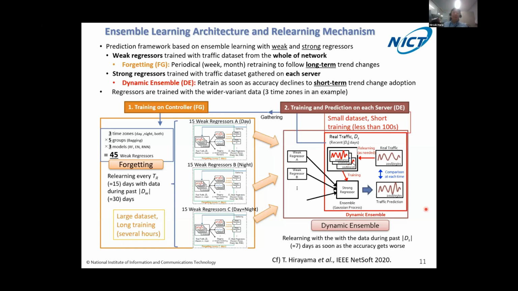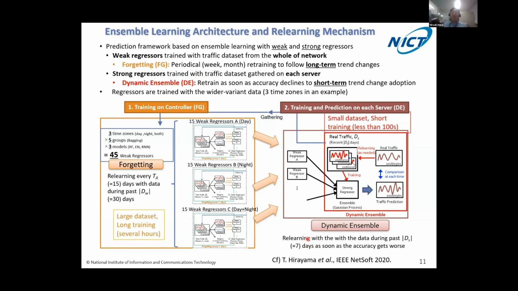We propose a two-stage relearning mechanism for weak and strong regressors. They are called forgetting and dynamic ensemble, respectively. In the forgetting process, the weak regressors are periodically retrained with the data gathered during the past few weeks or months. The process is aimed to stay up to date with changes in trends on long-term scales. However, this process takes a long time for training, even if high-performance GPUs are used. So we also introduce a short-time training mechanism, the dynamic ensemble.